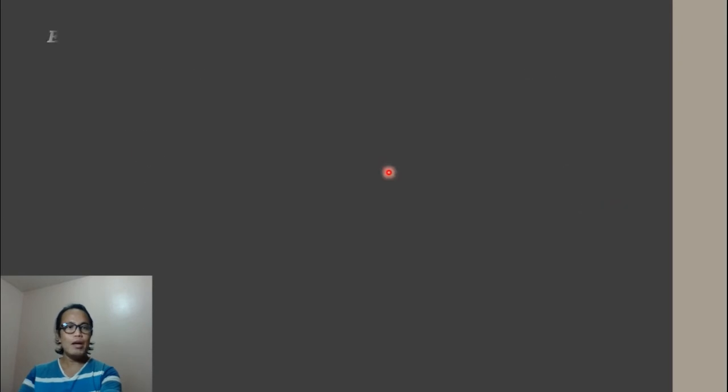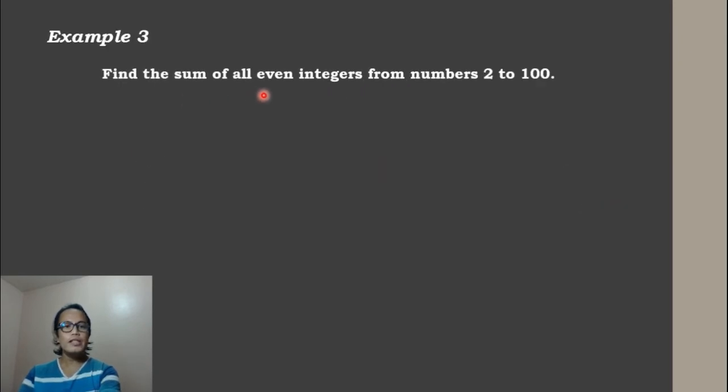Now this time, we will try the same problem using the first formula. So example number 3. Still, find the sum of all even integers from numbers 2 to 100. The given, our first term is 2. Then our a sub n, which is the last term, is 100, or that is a sub 50. Our n is 50 and we are to solve for S sub 50. Now as you have observed, we do not have the common difference now as the given because we will no longer use the common difference.